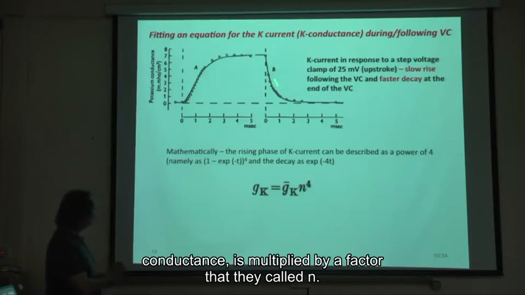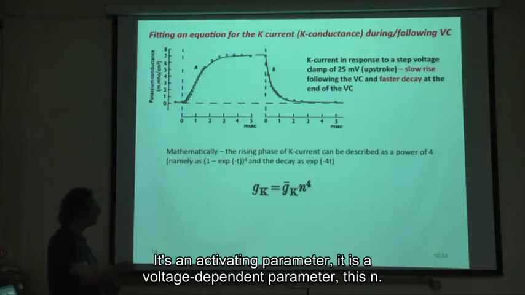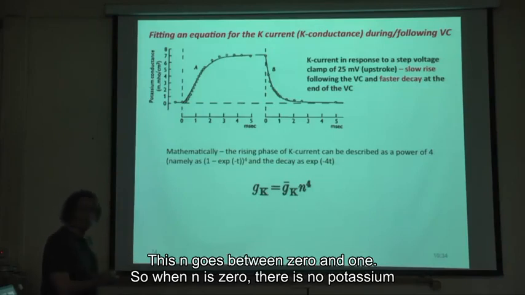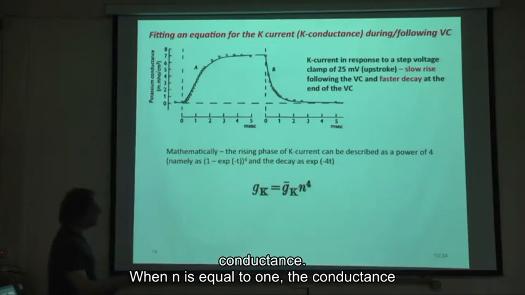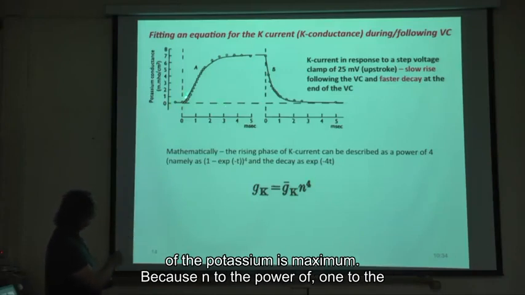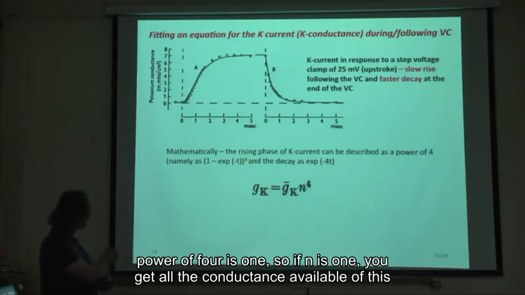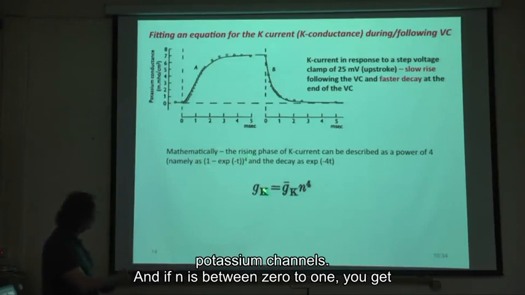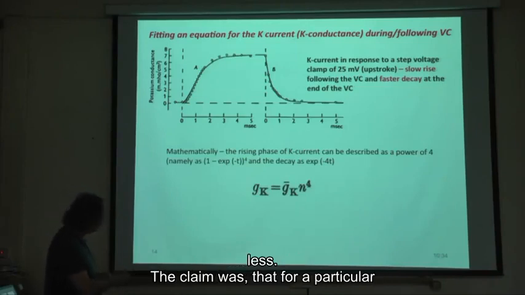The claim was that for a particular voltage clamp, N gets a value somewhere between 0 and 1. At zero voltage, without any voltage clamp, N is very close to 0. At a very, very big voltage clamp, N becomes close to 1. And this power of 4 is exactly what makes things fit this growth. As I said, it looks like this to the power of 4. So this is the basic equation for the potassium conductance.